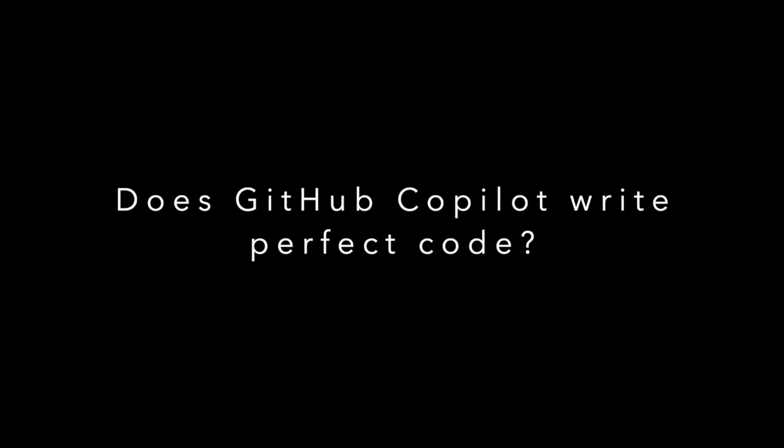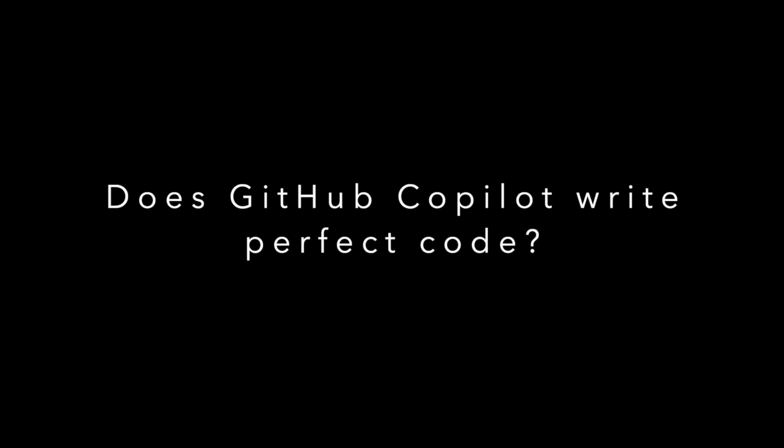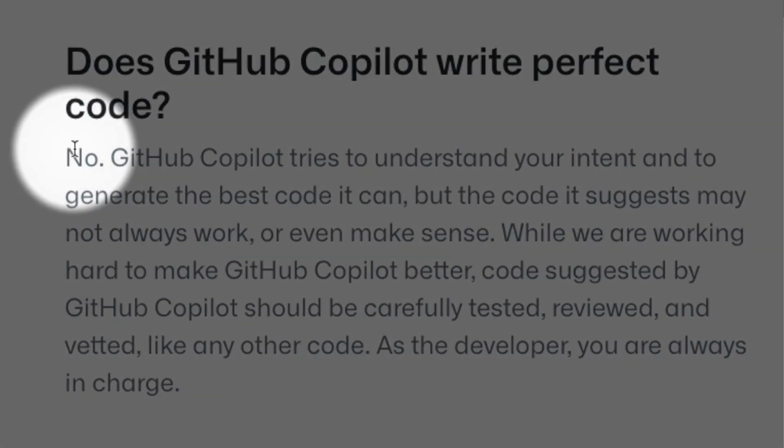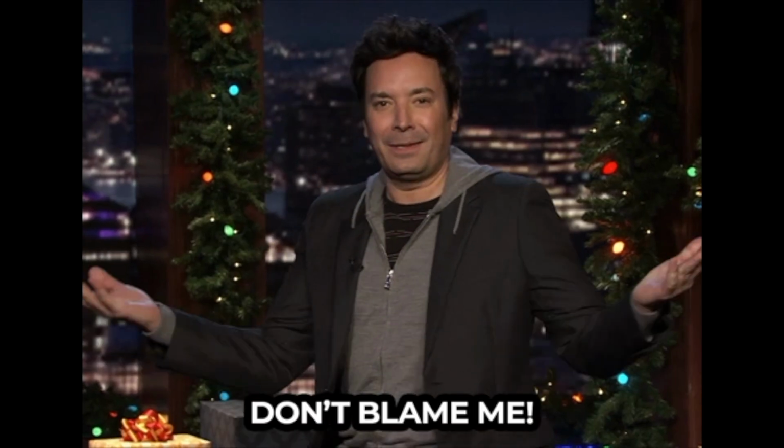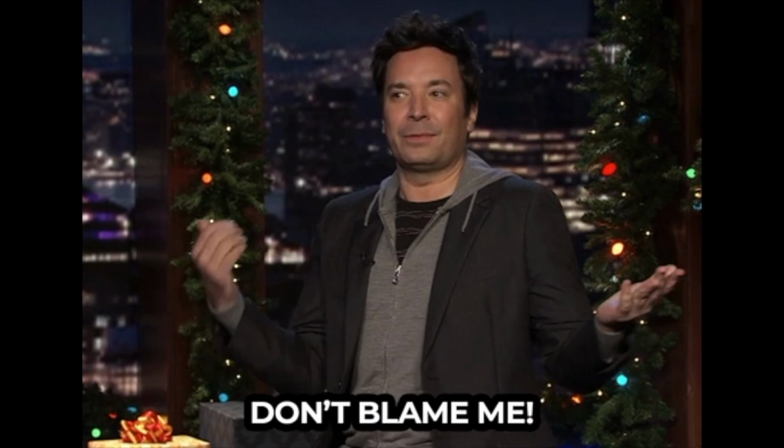And so this leads to the next question, does GitHub Copilot write perfect code? And of course the answer is no, but it does try its best to understand your intent and to generate the best code it can. And they also mentioned that as the developer, you are always in charge, and it's your responsibility to make sure that the code works well and you're not over relying on Copilot, because after all, it is a Copilot and it's not the main pilot, which is yourself, the developer.